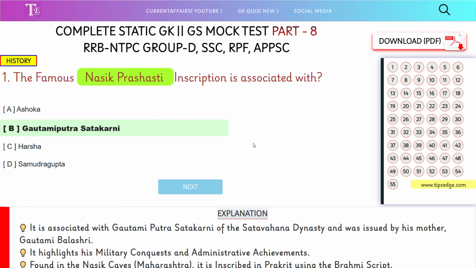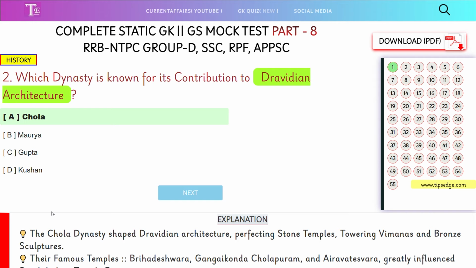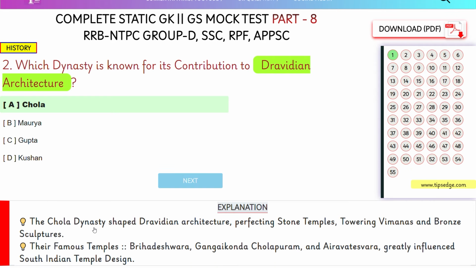Now moving to the second question. Which dynasty is known for its contribution to Dravidian architecture? Answer: Chola dynasty. The Chola dynasty shaped Dravidian architecture, perfecting stone temples, towering vimanas and bronze sculptures. Their famous temples are Brihadiswara, Gangaikonda Cholapuram and Airavateshwara, greatly influenced by South Indian temple design.